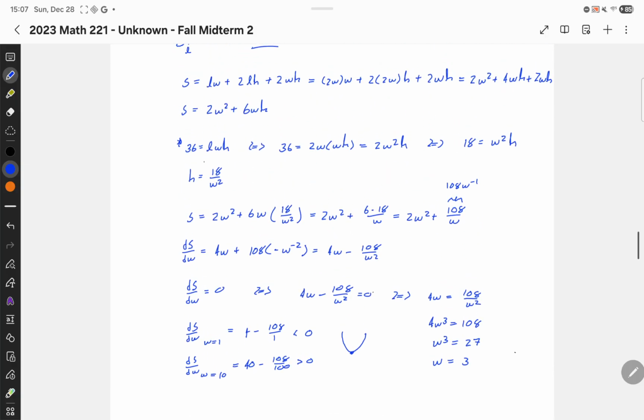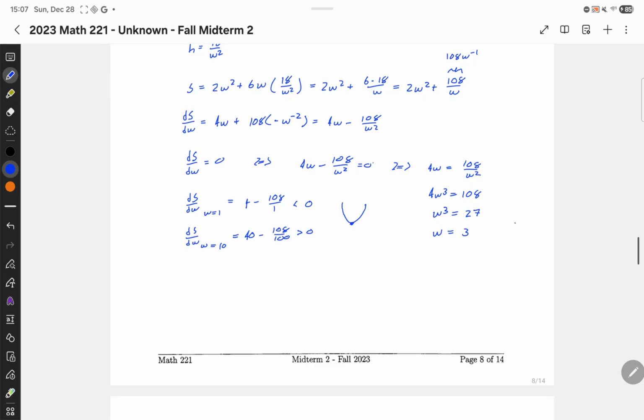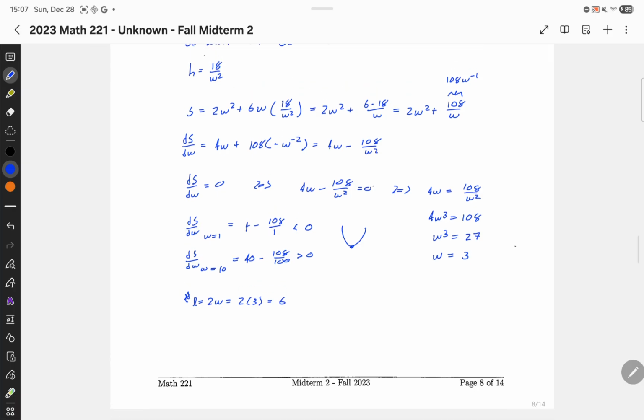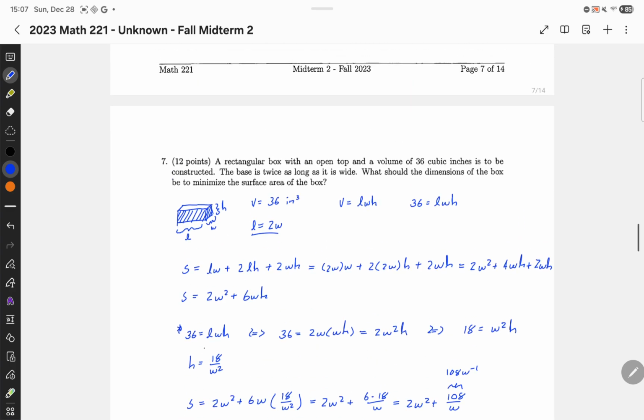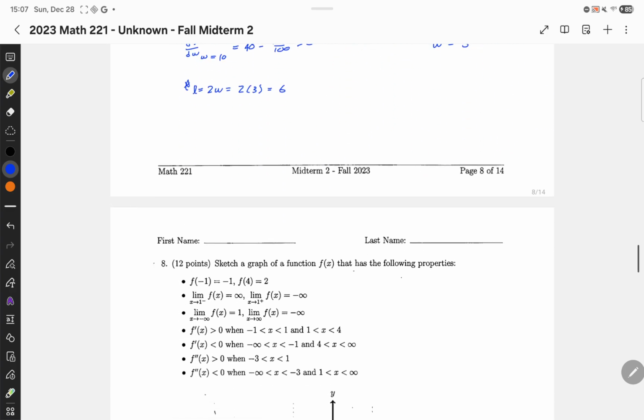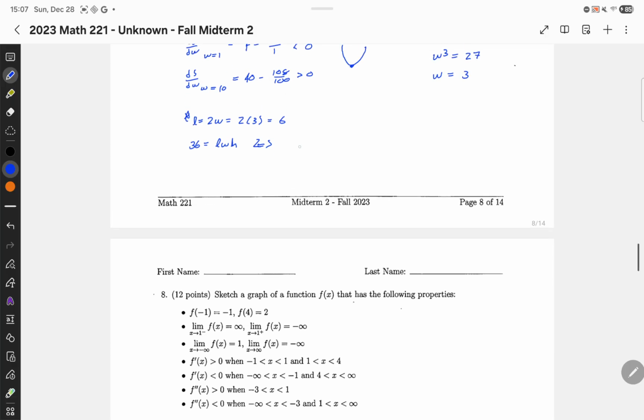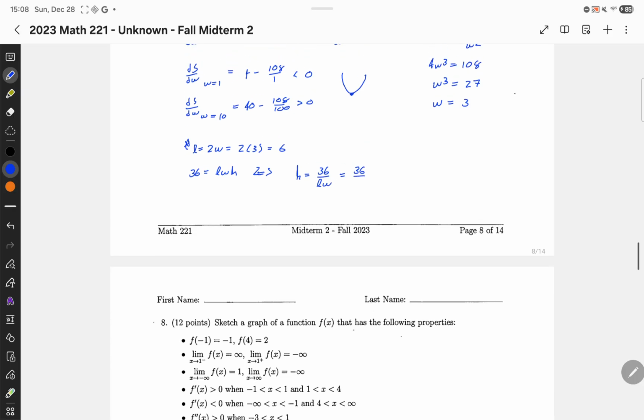Now the last thing to do is just find the other values. So we know that L is equal to 2w. L is equal to 2w, which is 2 times 3, which is 6. And then the other thing we have to remember is that 36 is equal to LWH. In other words, H is equal to 36 over LW, which is 36 over 6 times 3, which is 36 over 18, which is just 2.